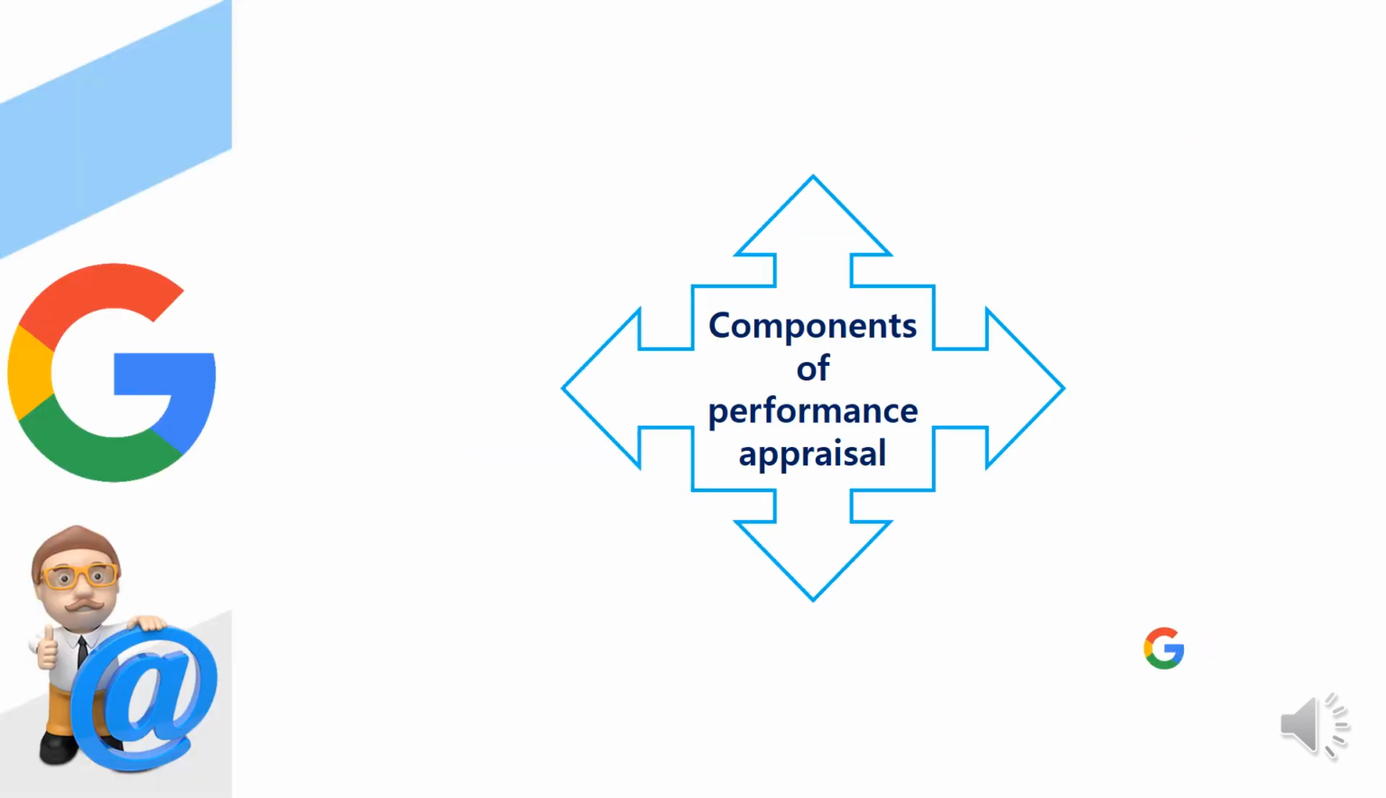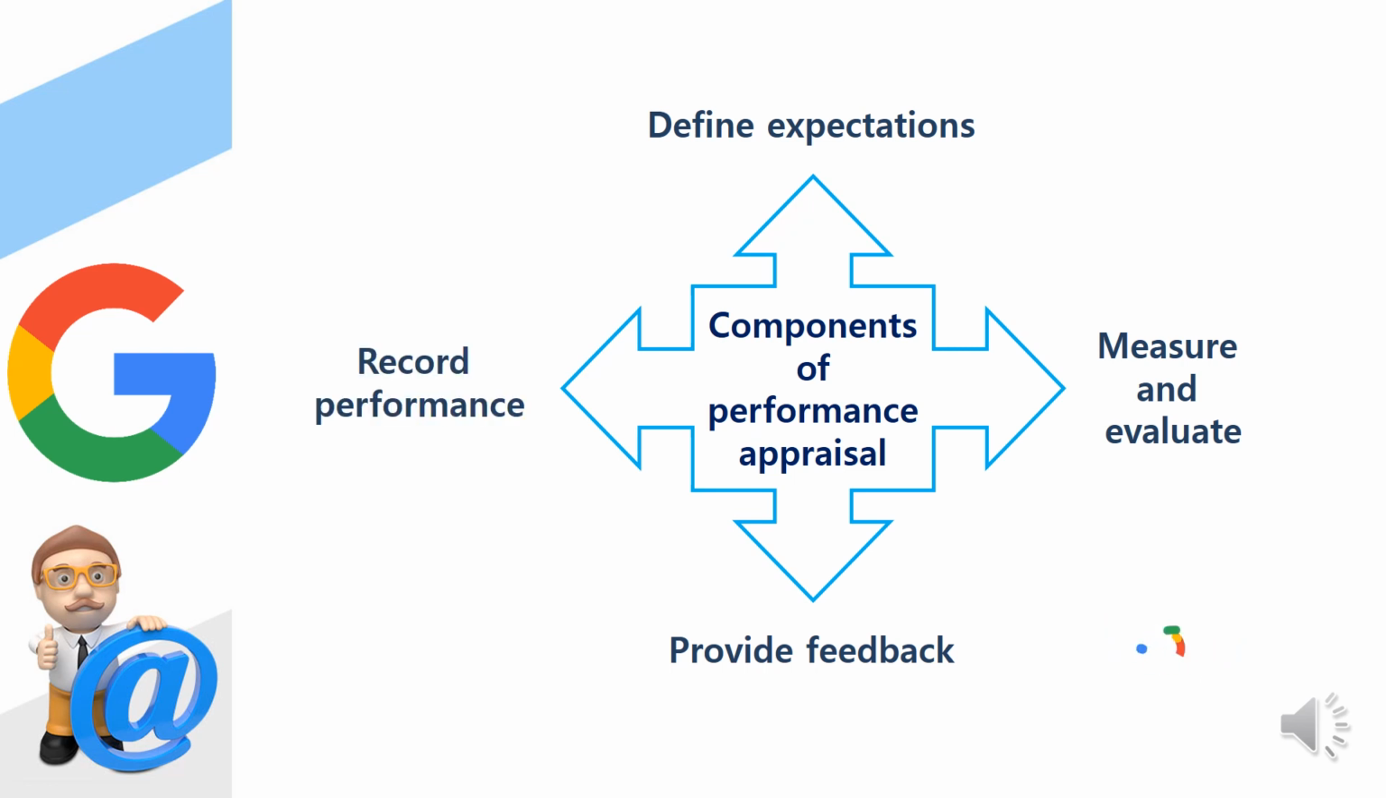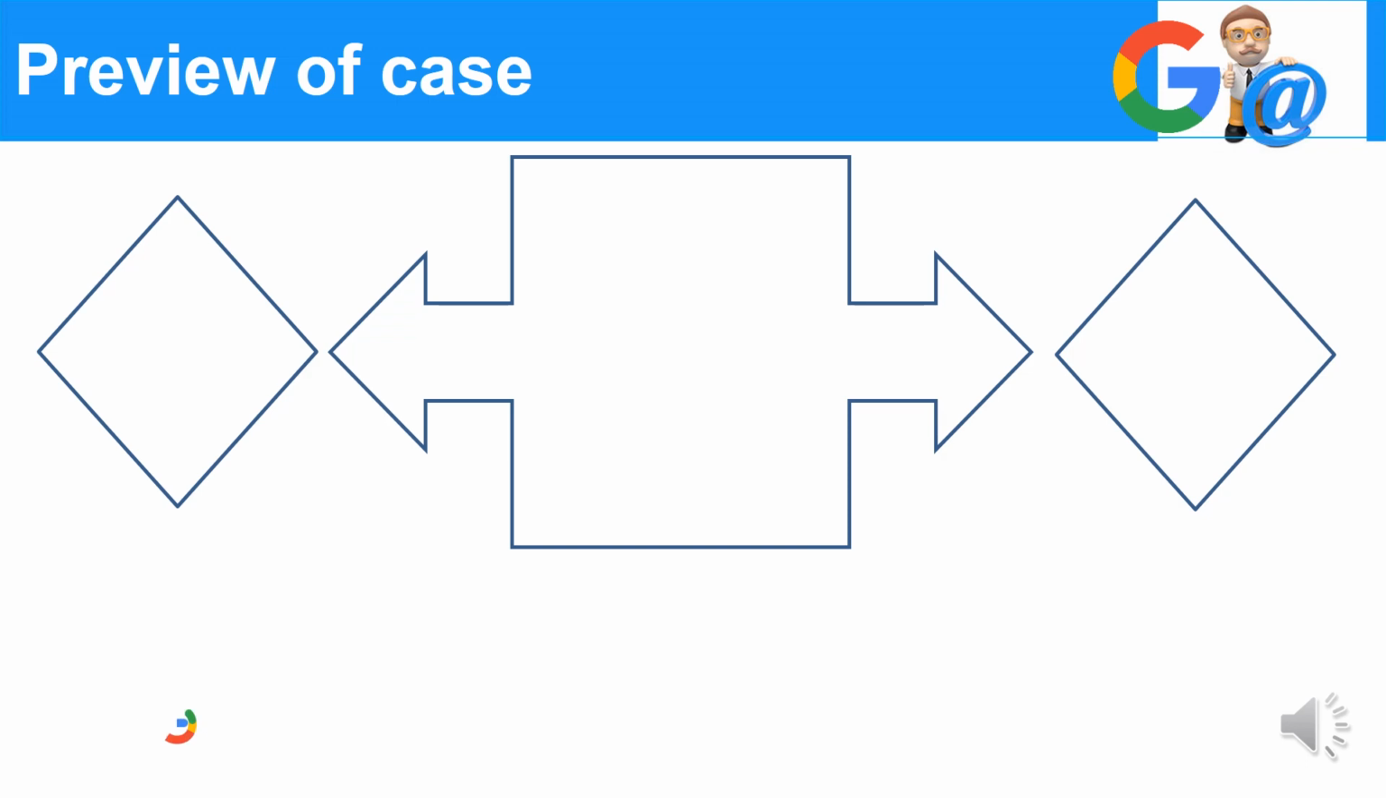The four components of performance appraisal are define expectations, measure and evaluate, provide feedback, and record performance. By completing these four, the performance appraisal is completed. Let us get into the case.